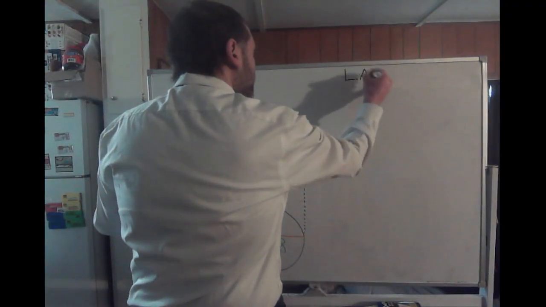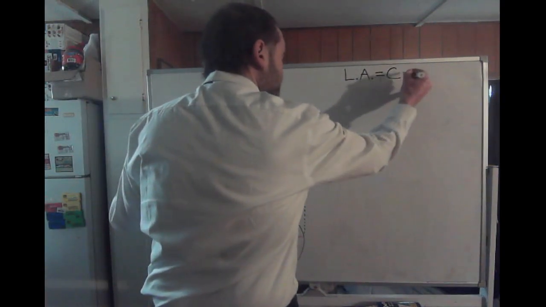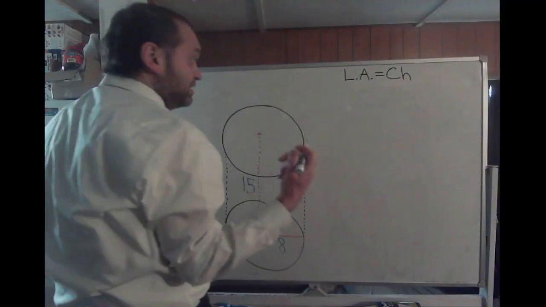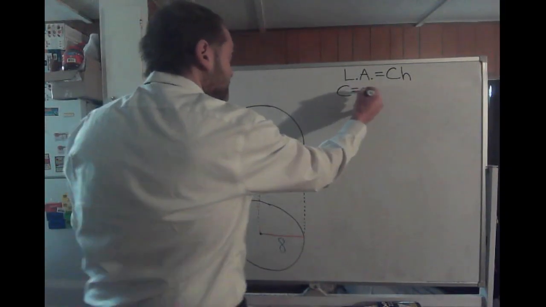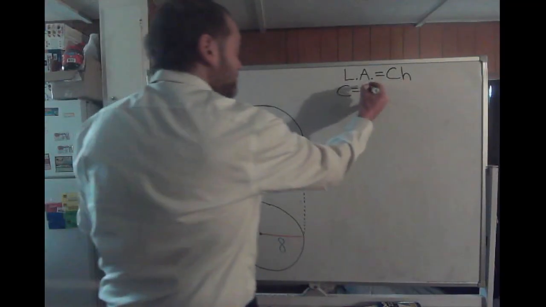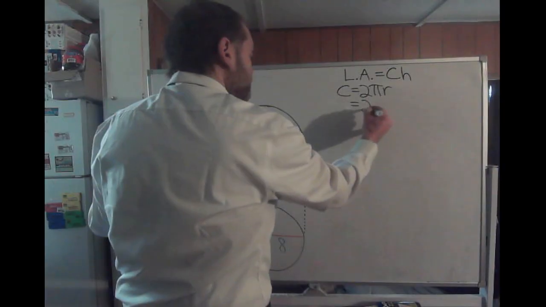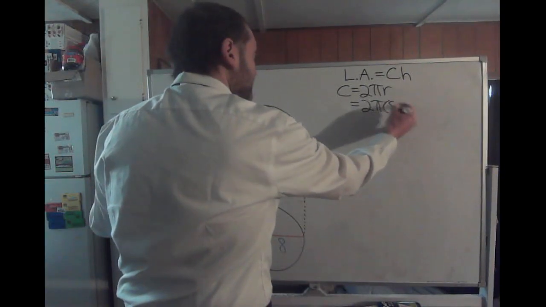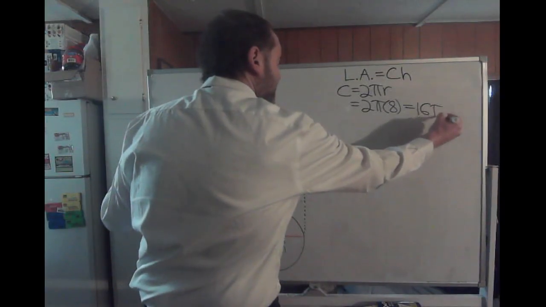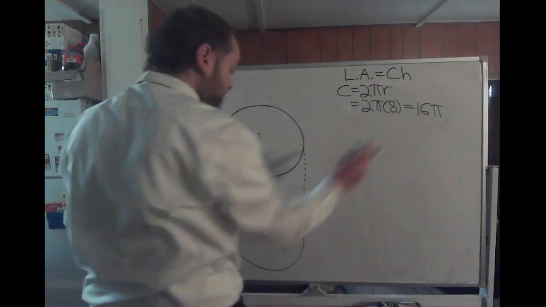The lateral area of the cylinder, of course, is the circumference of the base times the height. Again, I'm saying prism, I mean cylinder. Well, first we need to find the circumference. We know the height, that's great, but we need to know the circumference. The formula for the circumference of a circle is 2 pi r, which would be 2 pi times that radius of 8, which would give you a circumference of 16 pi units.